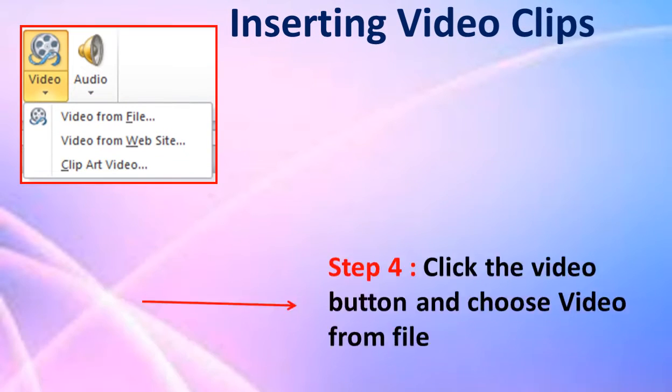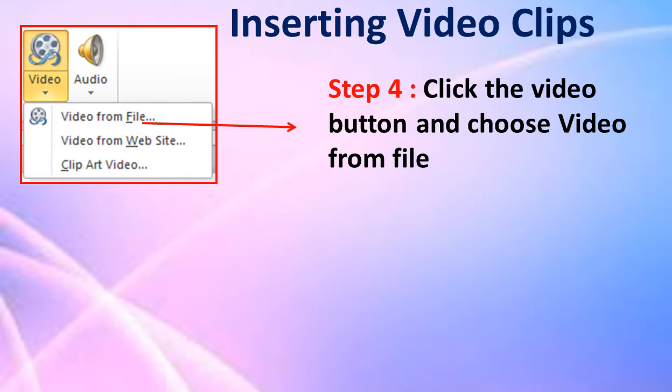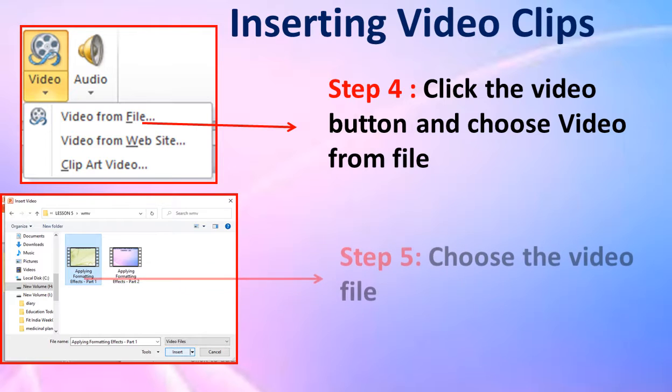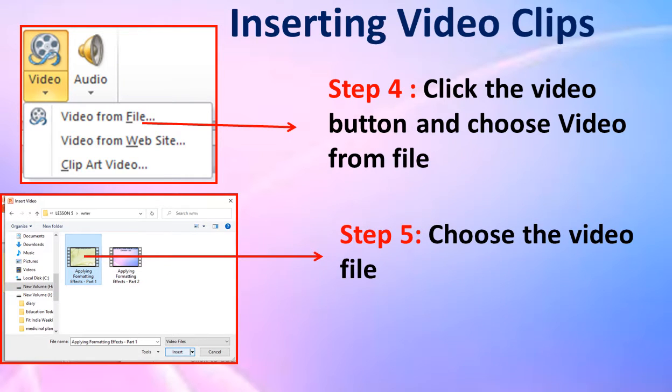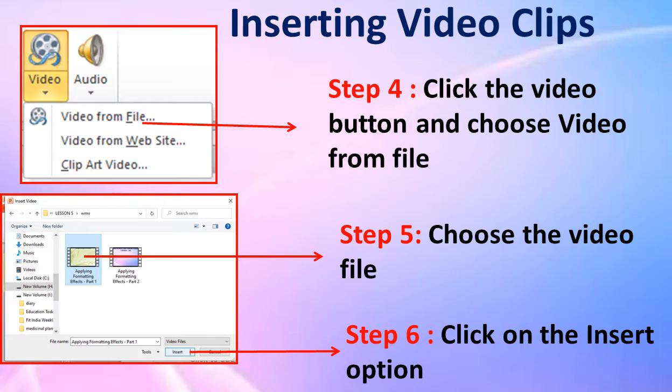Continuing the steps to insert video clip. Step 4, you will have to click on the video button and choose video from file option. Step 5, the videos will be displayed. You will have to choose your relevant video file. Step 6, you will have to click on the insert option. The video will get inserted onto the slide.